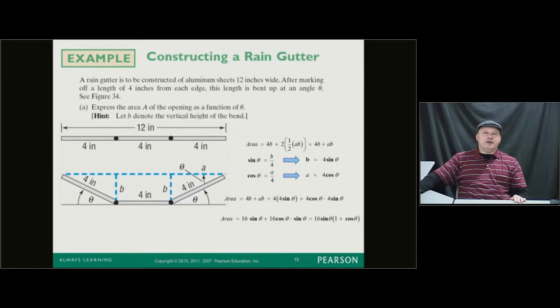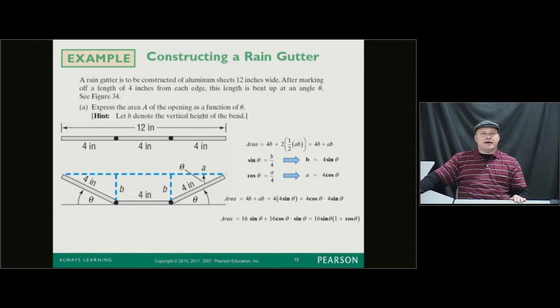So you don't need to know anything else. You don't need to know the A and you don't need to know the B. You just need to know what theta is. And again, does that work on every gutter? No, because this is a gutter that's 12 inches from end to end of a metal. So if you change that to 18 inches instead of 12 inches, your numbers are going to be different.